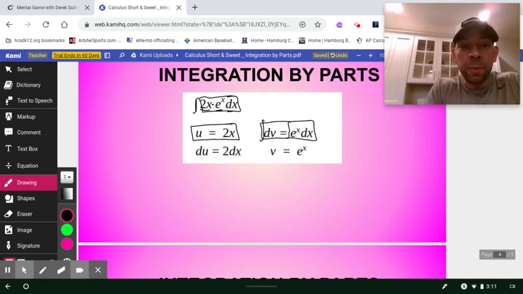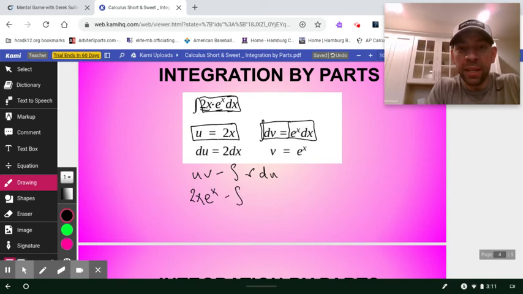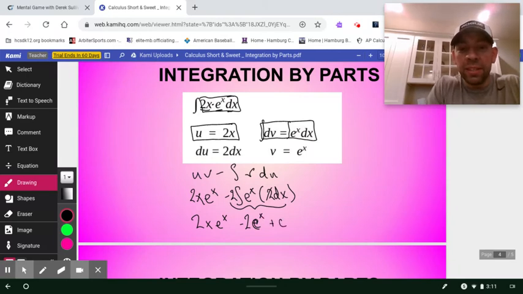So we know that we need uv minus the integral of v du. So in this case, it's going to be 2x times e to the x minus the integral of e to the x times 2 dx. Now, a lot of times I like to grab that 2, and I'm just going to slide it out here and then just do a real simple integral. So we're going to get 2x e to the x minus 2 e to the x plus c. This is my final answer.